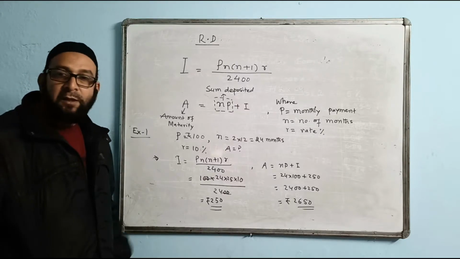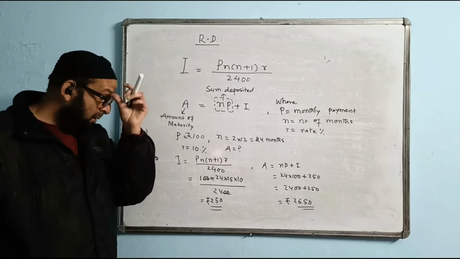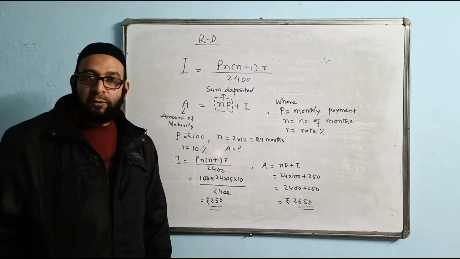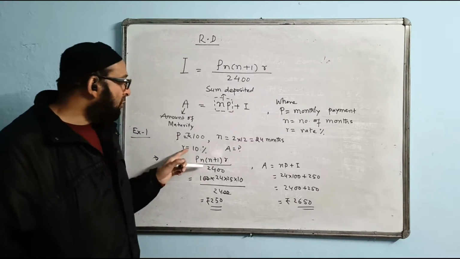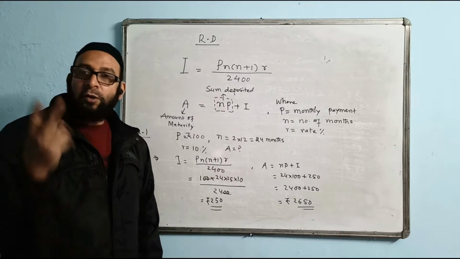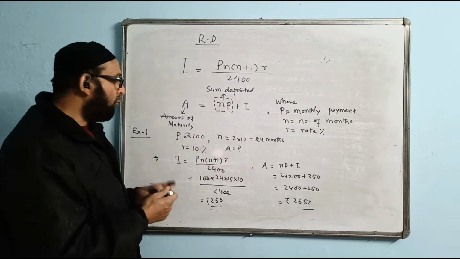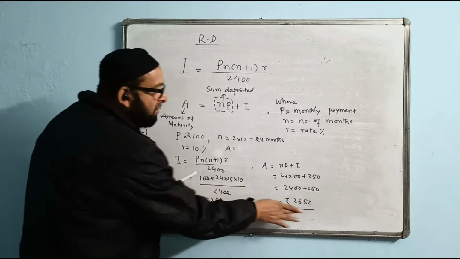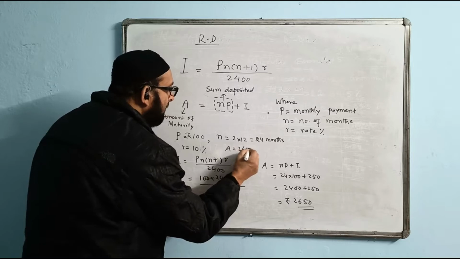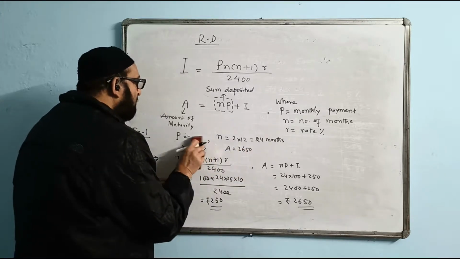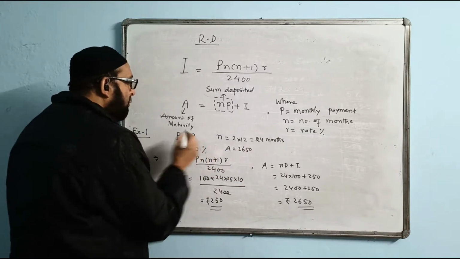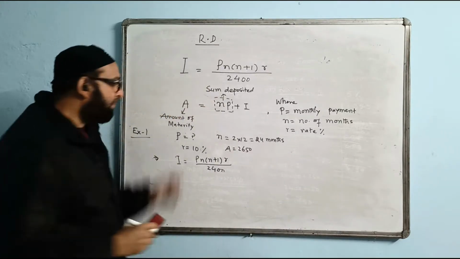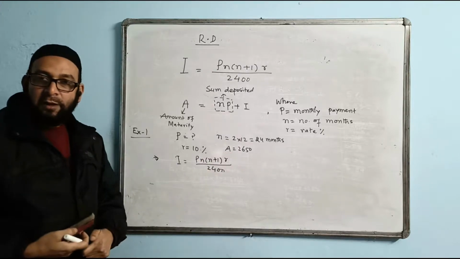Now, see the reverse of this question. In the question, maturity value is given, 2650. Rate is also given, 10%. Time also given, 2 years. But P is unknown. I am taking the same question. A value is given, 2650. But P is unknown. P is question mark. Now we have to find the value of P, whereas A is given in the question.